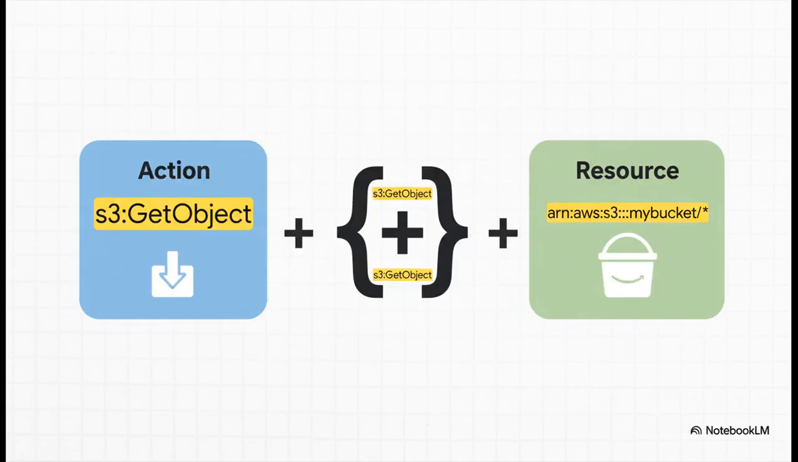So when you put these pieces together, this is what you get. You're creating a rule. This policy statement right here is saying, I'm going to allow the action s3:GetObject, but only on the specific resource that matches this ARN. In this case, that's any object inside the my-bucket S3 bucket. See how that works? Action and resource together.